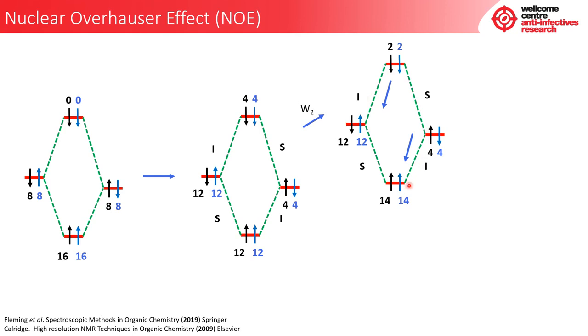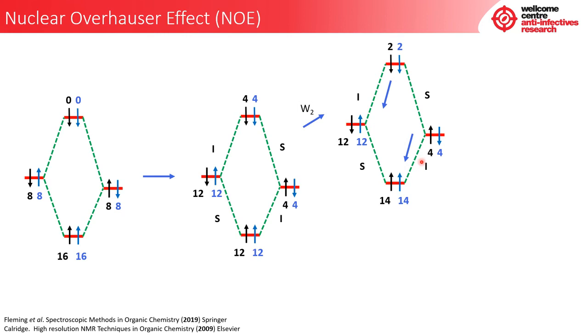But first, we need to look at what it was at the beginning. Taking the difference between these two here, you can see that a difference of 8 separates the interesting spin in the ground state. With this W2 transition here, the difference between these populations is now 10. Therefore, there has been an increase, which is why we see a positive NOE.